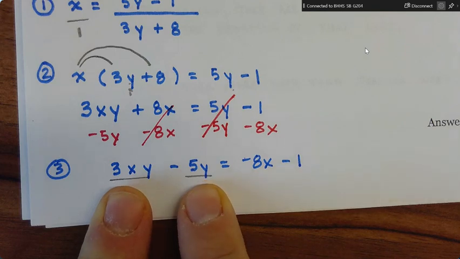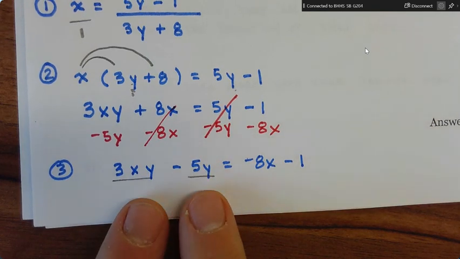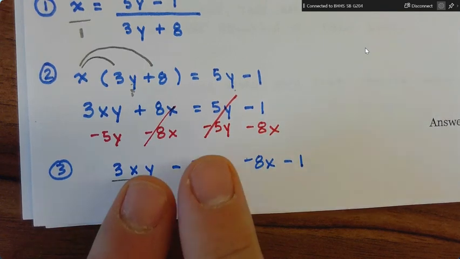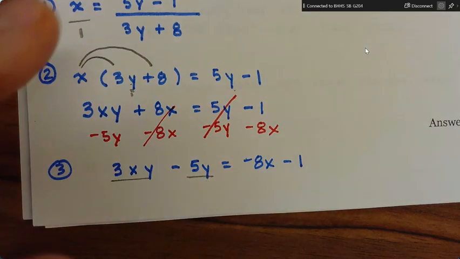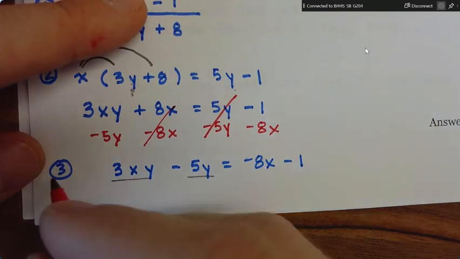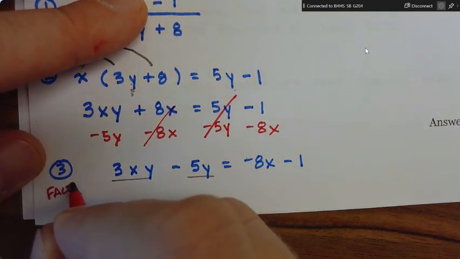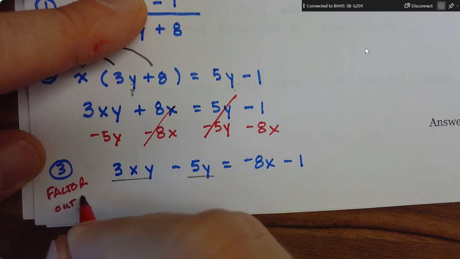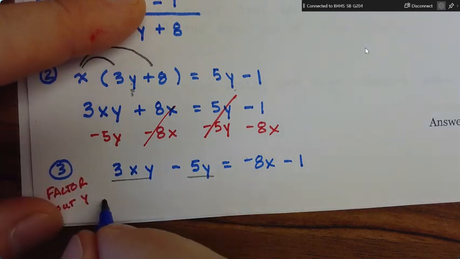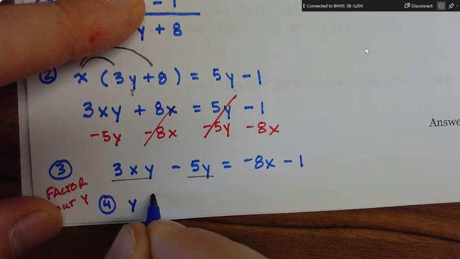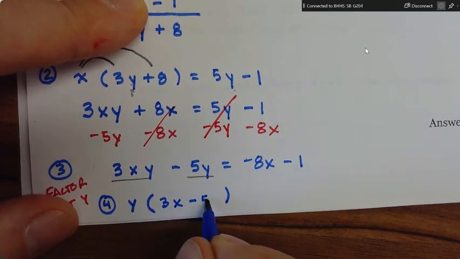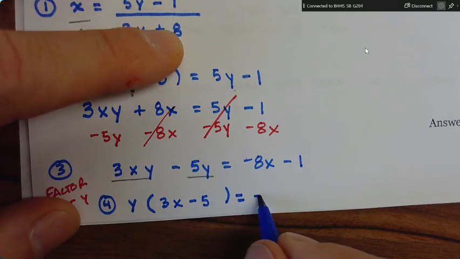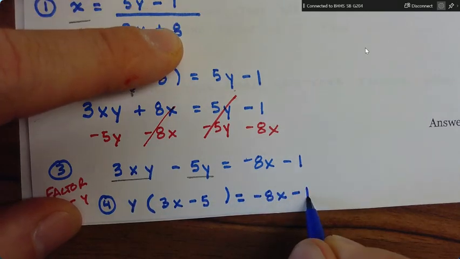Yes, factoring. Look at those two terms right there, folks. What common factor did those two terms have? They both have a y. All right, everybody see that? So here's what we're going to do. We are going to factor out y. So your fourth step is going to be pull that y out, and we're left with 3x minus 5. And on the other side, we have negative 8x minus 1.